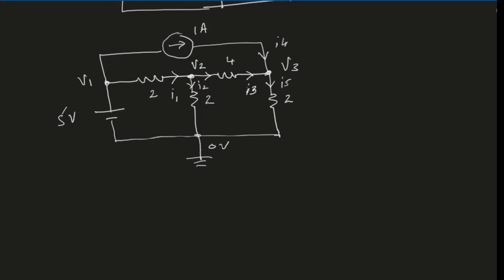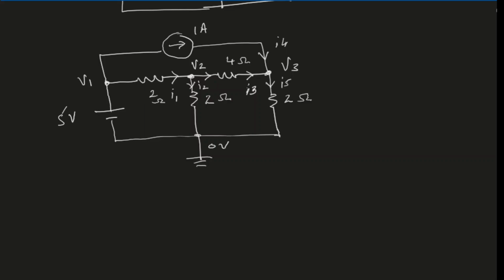So we have this circuit with the value of resistances that are 2 ohms, 2 ohms, 4 ohms, and 2 ohms. These are our resistors. So I can see that I have 3 nodes, therefore I will need 3 equations. To get 3 equations, we will apply KCL at the 3 nodes.